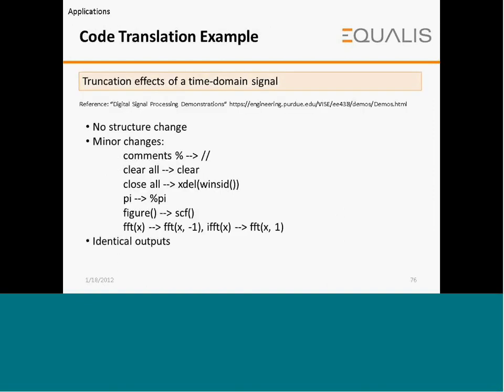This is a code translation example. Truncation effect of a time domain signal. Reference is given here. No structure changes, minor changes. Both give identical outputs.